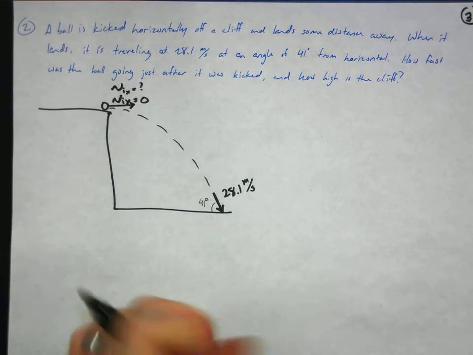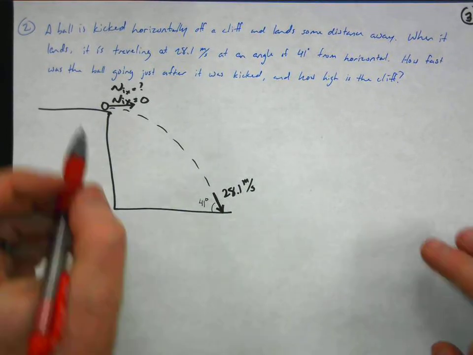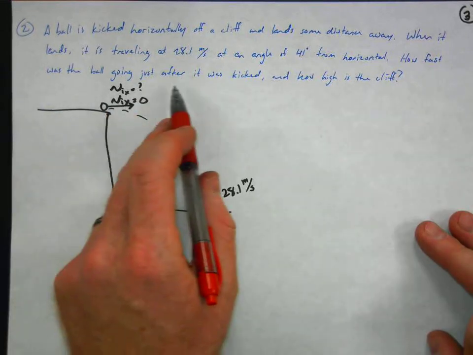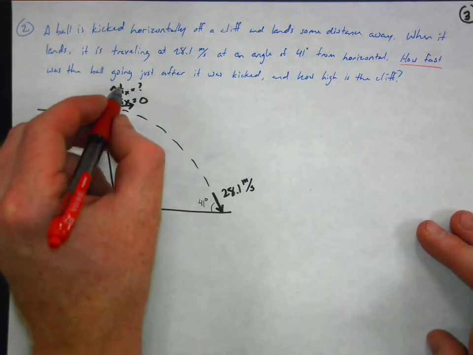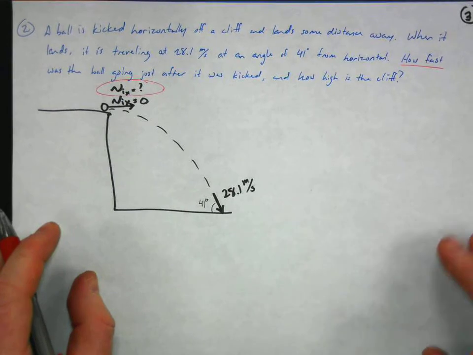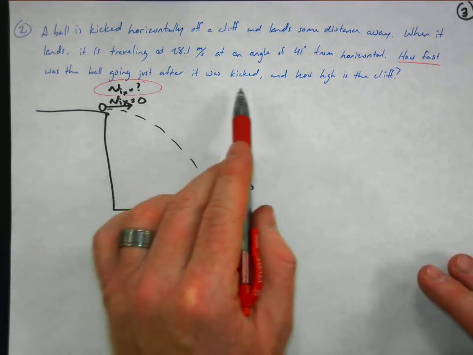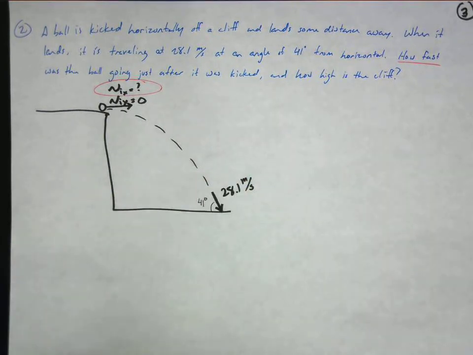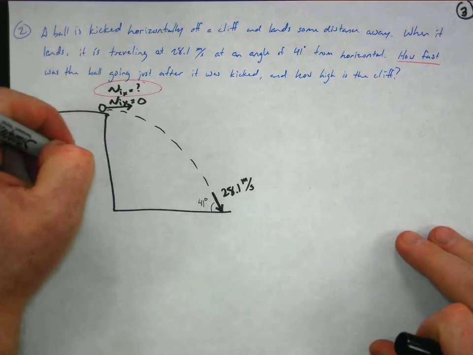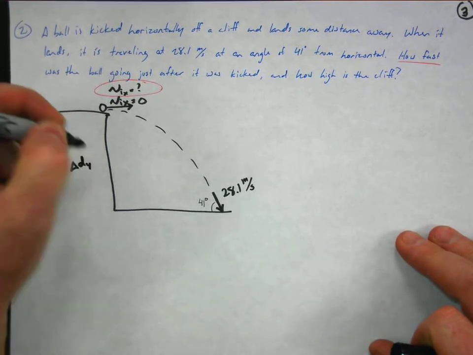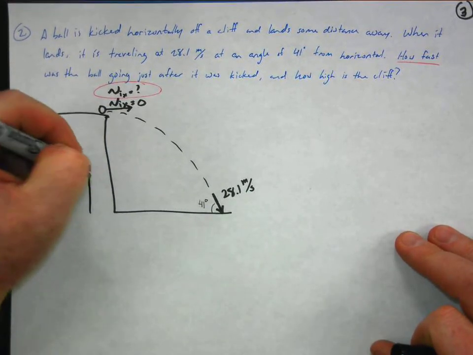Now, what am I asked for? I need to recognize this. How fast was the ball going just after it was kicked? How fast? That's the velocity. So here's one of the things I'm asked for. And also, how high was the cliff? I need to try to find delta D in the y direction. That is the height of the cliff.